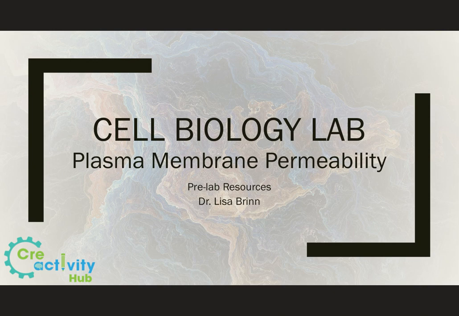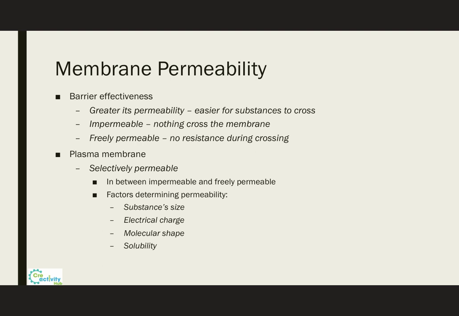Hi everyone, for this part of the Cell Bio Lab lecture, we're going to be covering plasma membrane permeability. The permeability of the membrane will determine its effectiveness as a barrier. This means that the greater its permeability, the easier it is for substances to cross the membrane. If nothing is able to cross the membrane, it is said to be impermeable. Now, if all substances cross without any difficulty, it is said to be freely permeable.